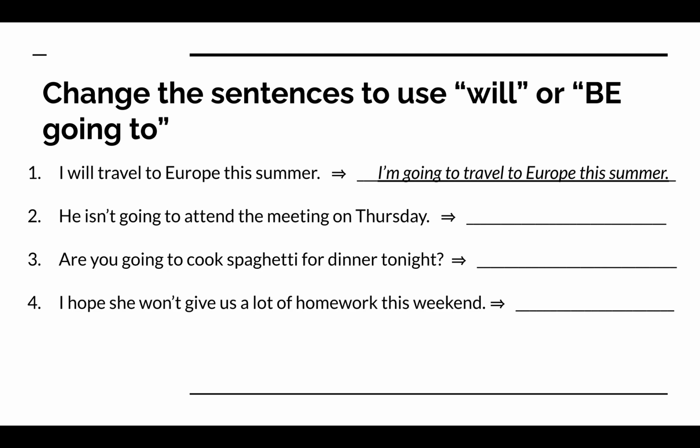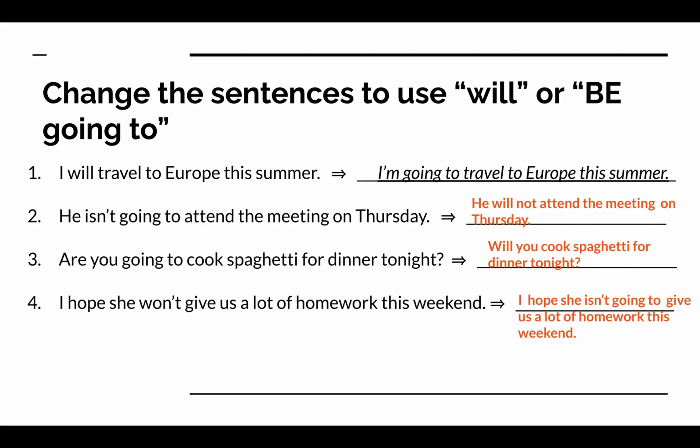Here are the answers. Number 2, he will not attend the meeting on Thursday. Number 3, will you cook spaghetti for dinner tonight? Number 4, I hope she isn't going to give us a lot of homework this weekend. Make sure to check your form. Make sure you don't have any S over here. Make sure that your subject and verb are in the correct place in the sentence. That's going to be really important. And if you have any questions about that, you can feel free to email me.